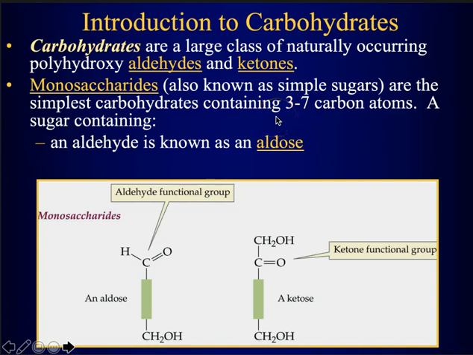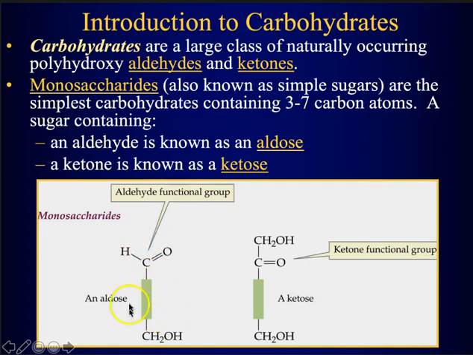And then the simplest carbohydrate contains 3 to 7 carbon atoms, so they're not very big. We're going to say that an aldehyde is going to be known as an aldose, and a ketone then is going to be known as a ketose. So you think of glucose, that's the sugar end of it, so the ose, aldehyde with the ald, and ketone with the ket. So aldehyde and aldose and ketose.